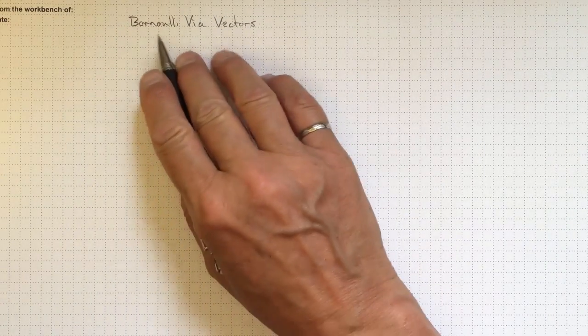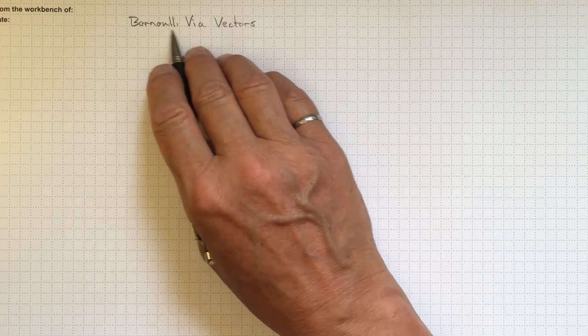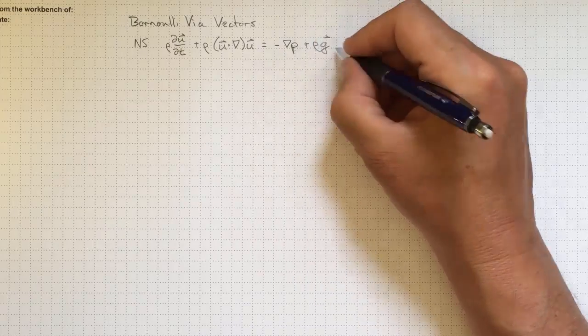Understanding and explaining Bernoulli's equation is one of the important outcomes for this course. So this time we're going to take a look at deriving Bernoulli's equation via vector calculus. And to do that, we'll start with the Navier-Stokes equation written in vector form.